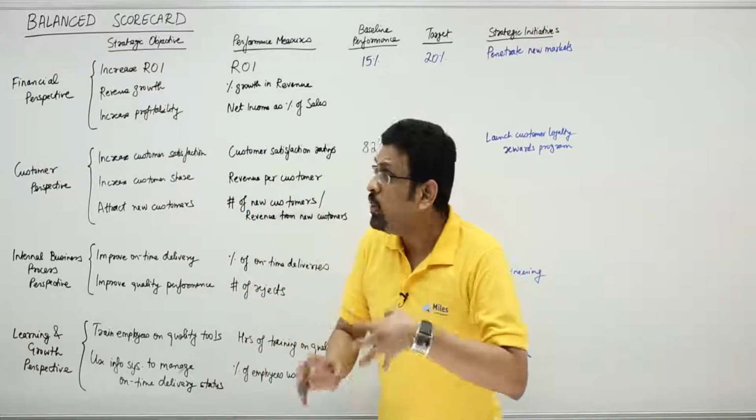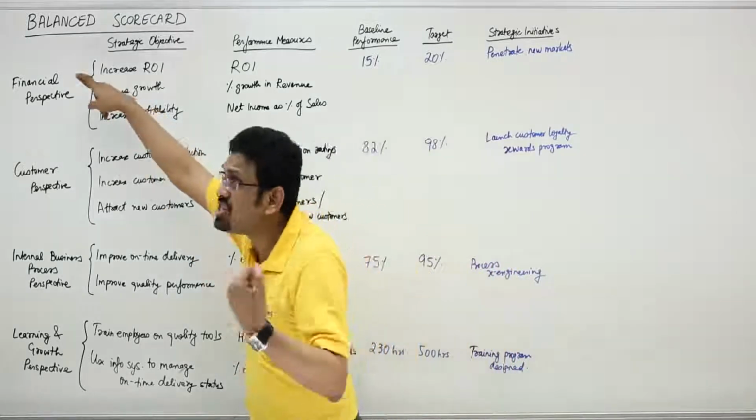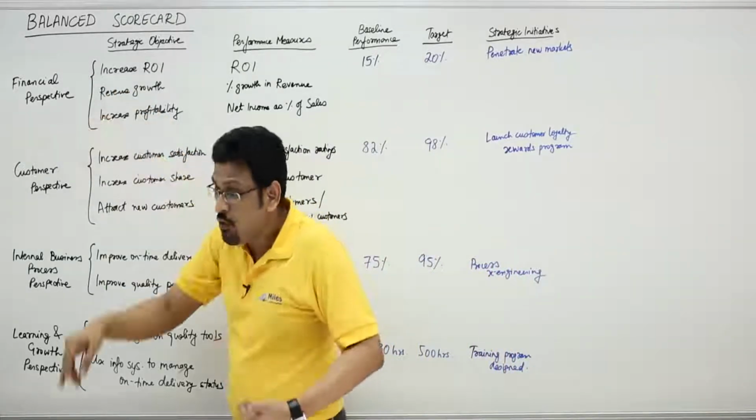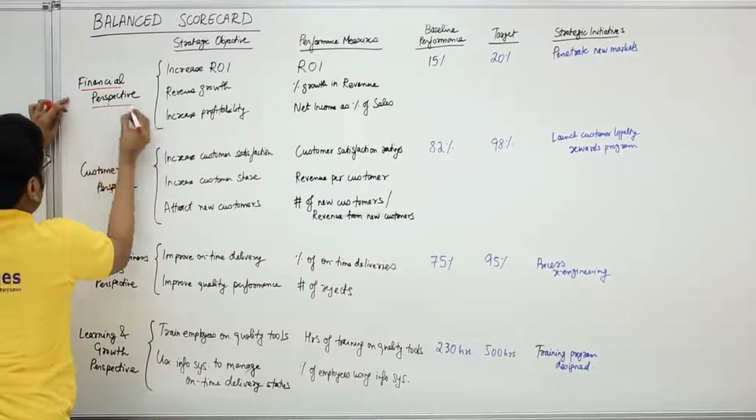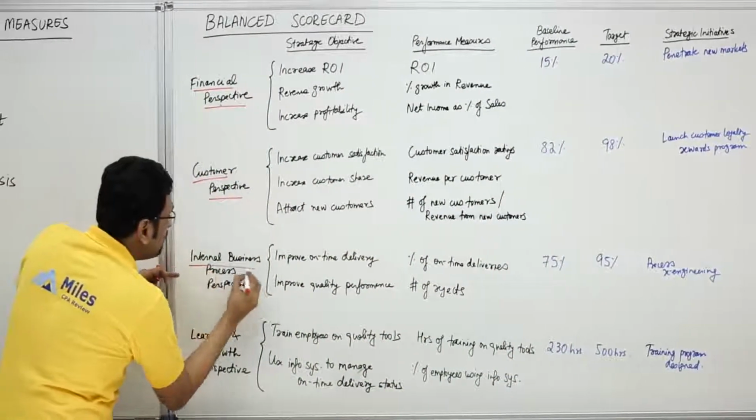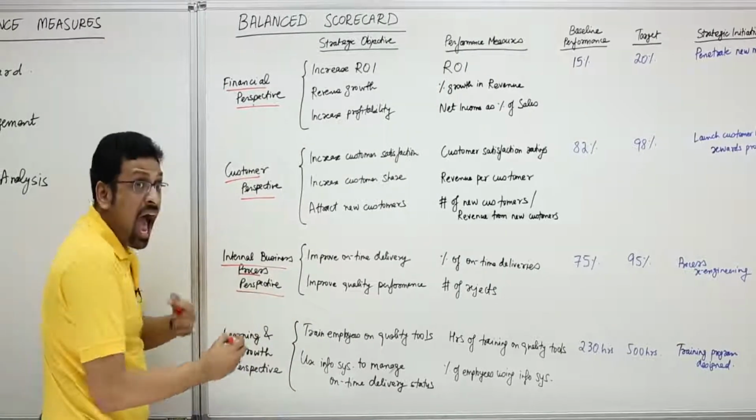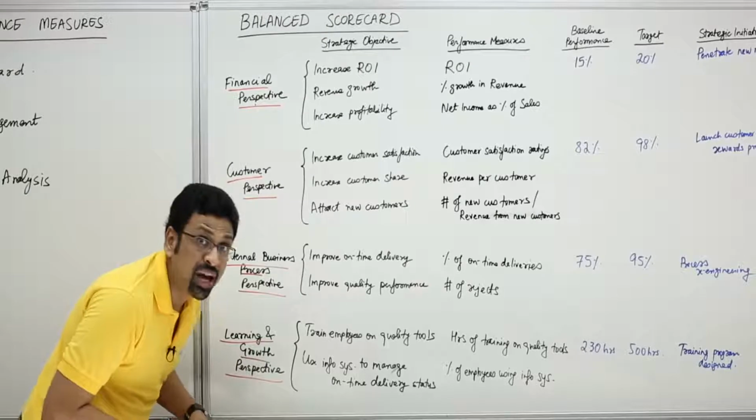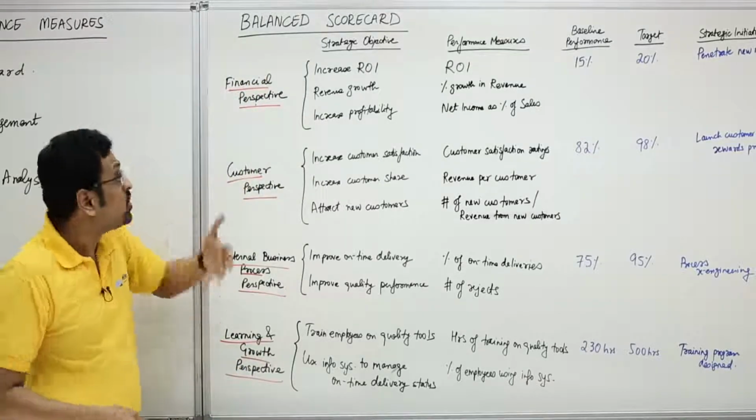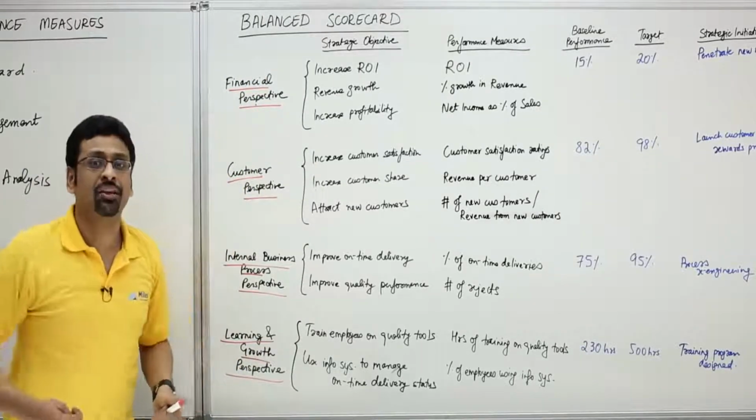So as I said, we are not only looking at the financial metric, the financial perspective, we are also looking at the customer perspective. We are looking at the internal business process perspective, and we are looking at the very important learning and growth perspective. So the balanced scorecard has all these four perspectives.